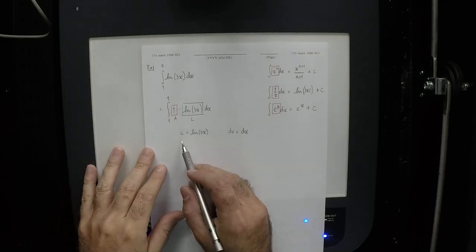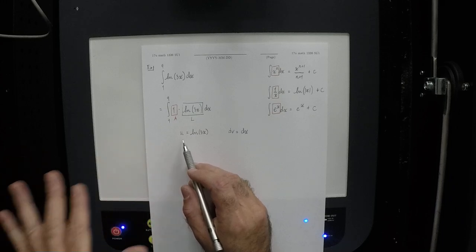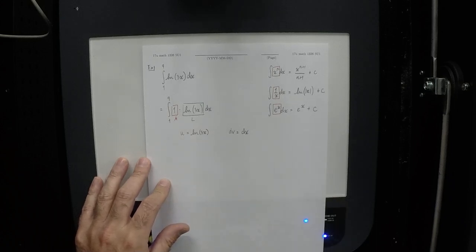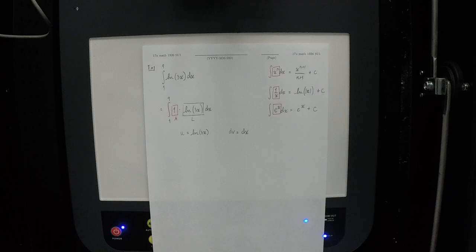What can we get from U? Which other one do we get from U? DU. So how do we get DU? So by differentiating, right? So what is the derivative of U? Three over 3x. But what's this 3? How did you get the 3 up high? Very good. From the chain rule, right?